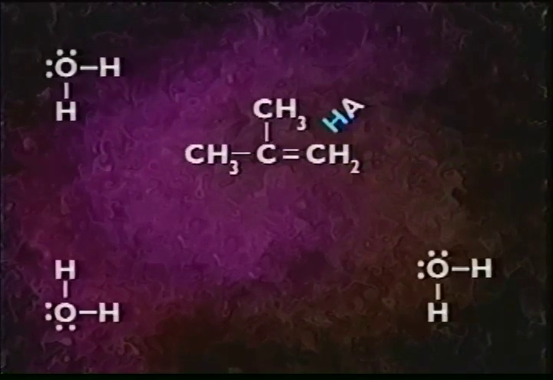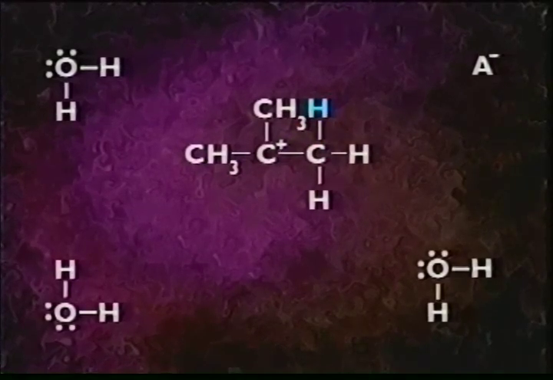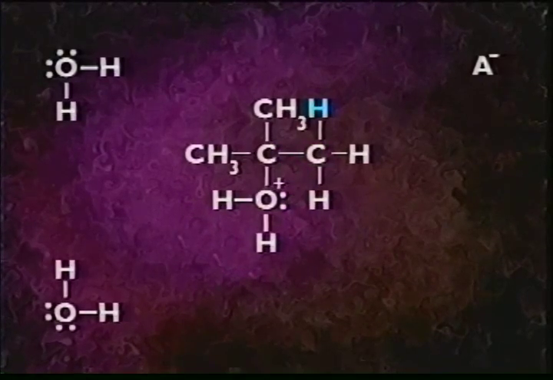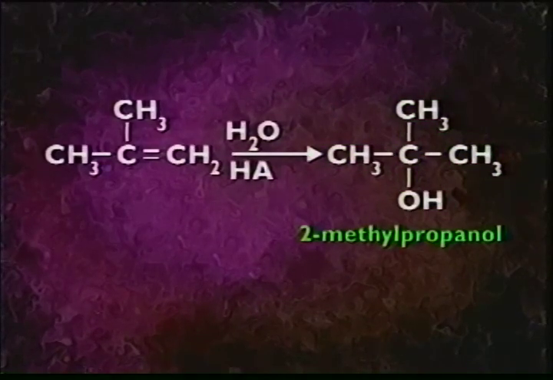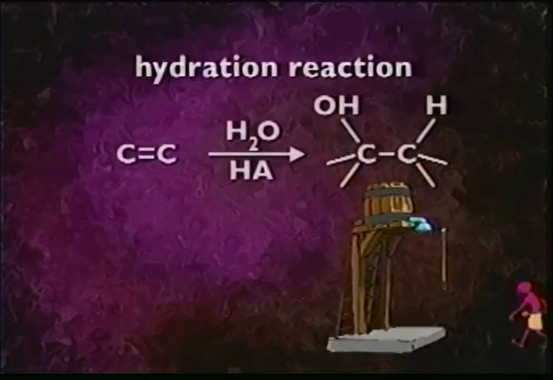What happens is, the proton from the acid catalyst adds to the less substituted carbon of the double bond, carbon 1. A water molecule bonds to the more substituted carbon of the double bond, carbon 2. A proton is kicked off the water molecule, and we're left with an OH group on carbon 2. The product that forms is 2-methylpropanol. So, the end result of a hydration reaction is this.